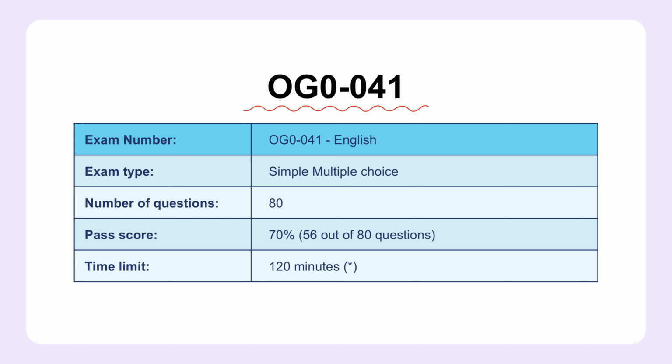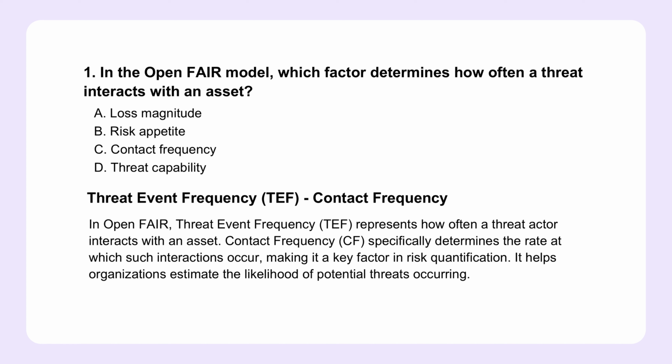Awesome. Okay, so we've got the basics down. Let's see this in action. We've got some practice questions from the OG0-041 exam. Ready to jump in? Yeah, let's do it. Okay, first question. It asks, in Open FAIR, what determines how often a threat interacts with an asset? What are they getting at here?